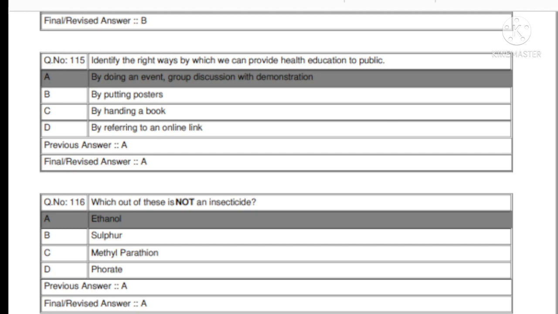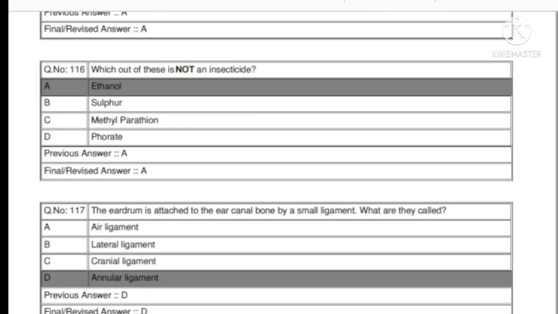By putting posters it can be to some extent, but A is the most appropriate answer. So here we are supposed to find out the most appropriate answer. By doing an event or a group discussion with a demonstration, it can be the right way to provide health education to public.